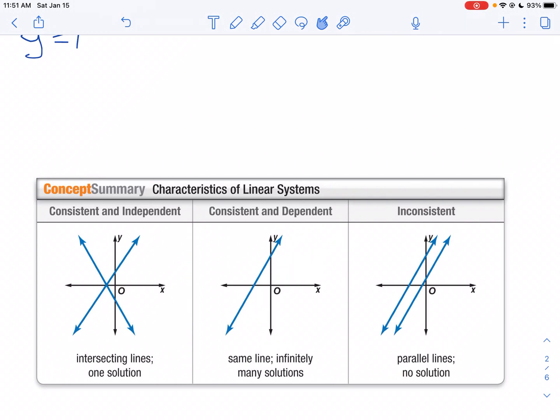If you have a system and you have two different lines that intersect at one point, we call that system consistent and independent. Independent because it's two separate lines, consistent because it has an answer.